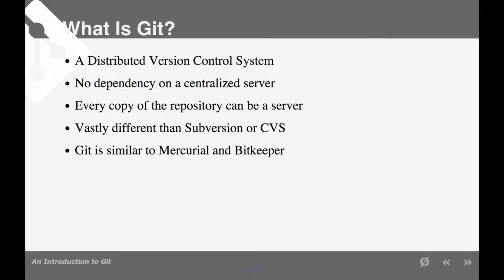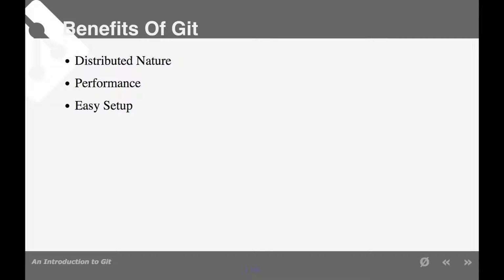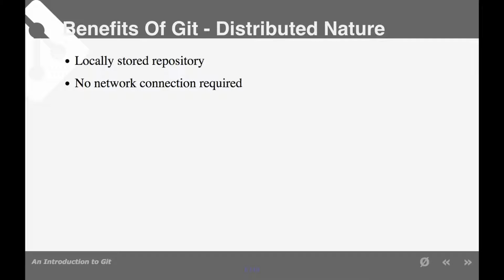One of the defining features of Git is that it is distributed, that is, it has no dependency on a centralized server like many other version control systems out there. This has several major benefits. Because you have the complete repository stored locally, you can continue to interact with the version control system even when you are disconnected from the network.